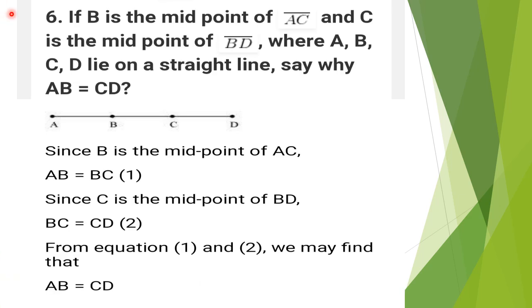Question 6. If B is the midpoint of line segment AC and C is the midpoint of line segment BD, where A, B, C, D lie on a straight line, say, prove that AB is equal to CD. So from this figure, B is the midpoint of AC. So AB is equal to BC. That is equation 1. Now C is the midpoint of BD. So BC is equal to CD. That is equation 2. From equation 1 and 2, we can write that AB is equal to CD.